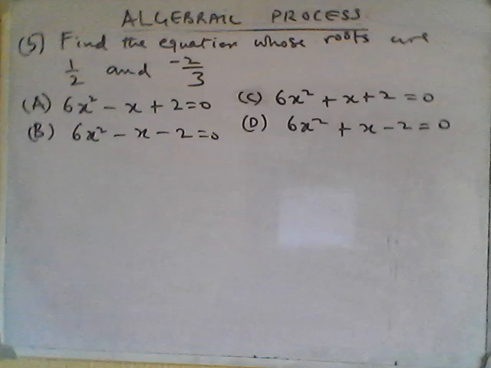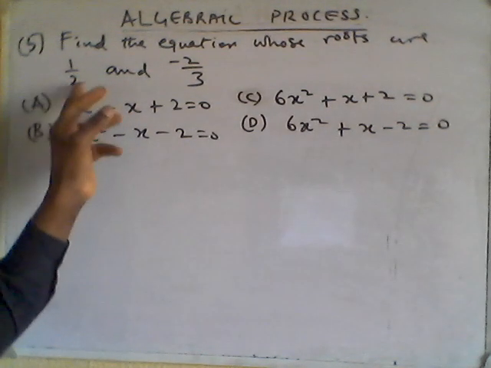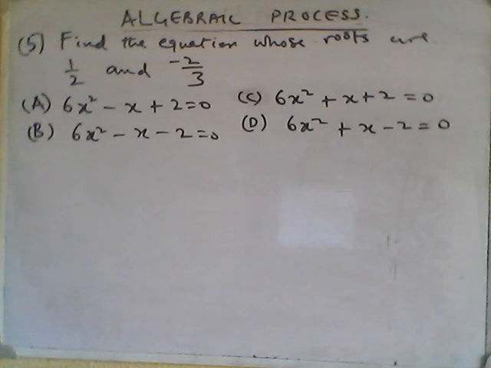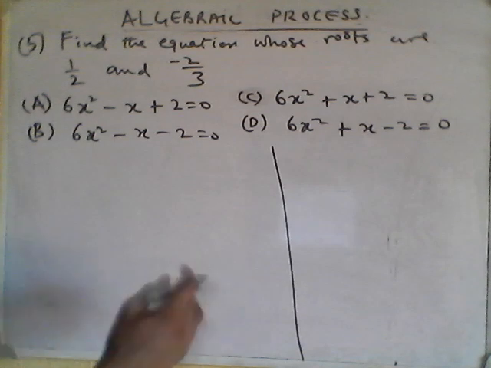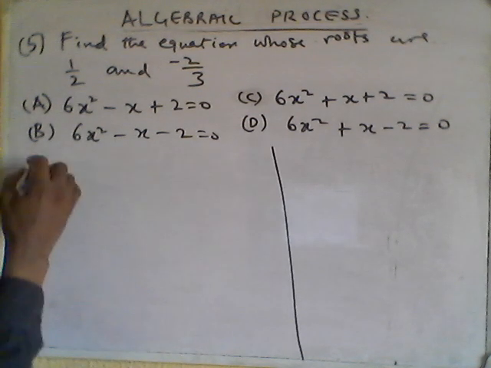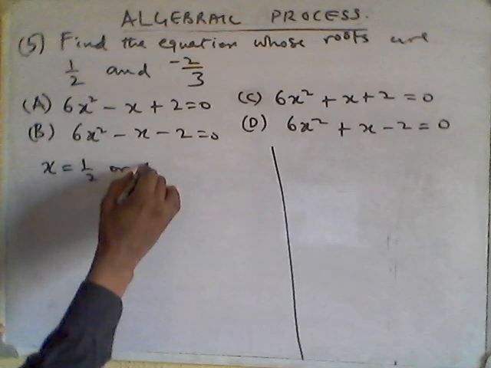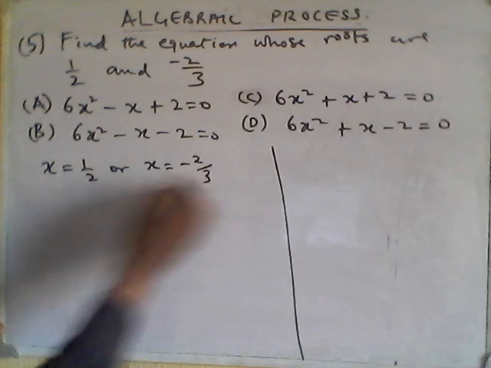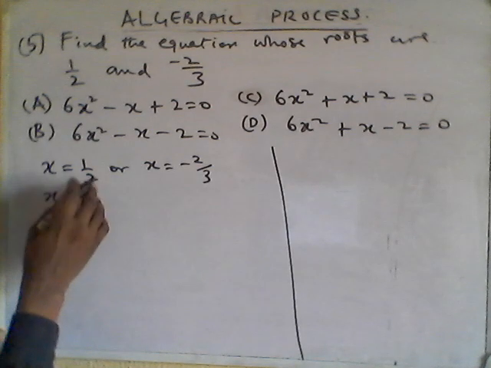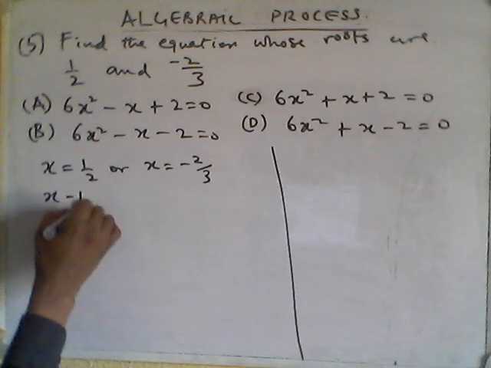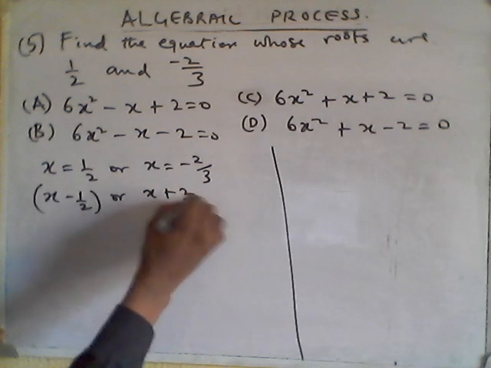So I have on the board, still on the algebraic process: find the equation whose roots are plus half and minus 2 over 3. So this is clearly a case of getting from the roots back to the quadratic equation. Normally they will say either x equals 1 over 2 or x equals minus 2 over 3. That's what these roots mean. So I can just do it like this. X, when this one goes over, becomes minus 1 over 2. Or x, when this one goes over, becomes plus 2 over 3.